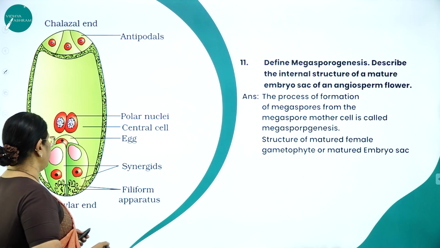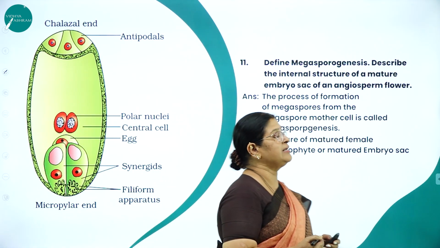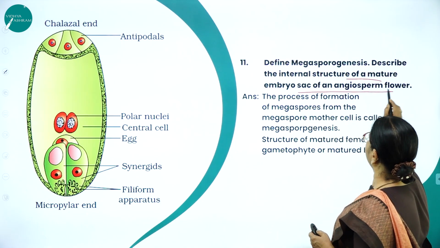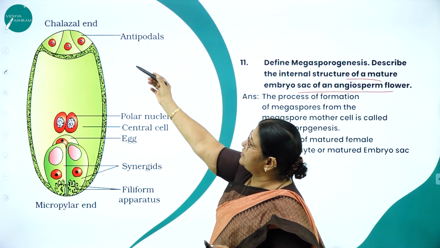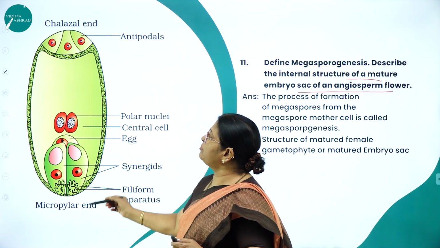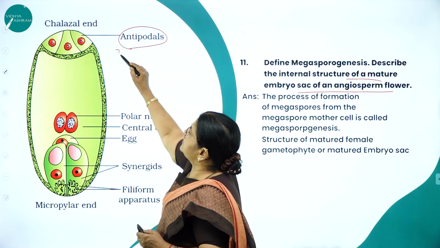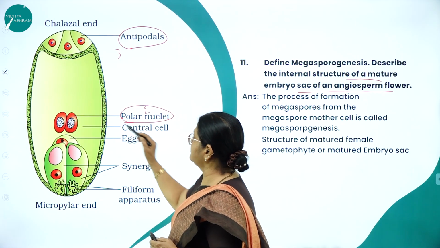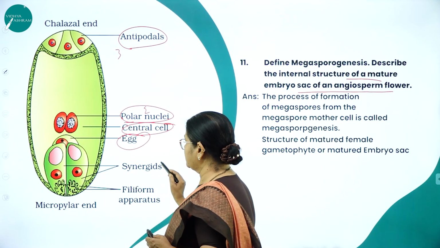So this is a very beautiful diagram. Define megasporogenesis. Describe the internal structure of a mature embryo sac of an angiosperm flower. So this is the diagram. Here you can see there are two ends, the chalazal end and the micropylar end. What do you see in the chalazal end? 3 antipodal cells. Here you can see the polar nuclei, 2 polar nuclei. Then this is the central cell, this is the egg, and these two are synergids.